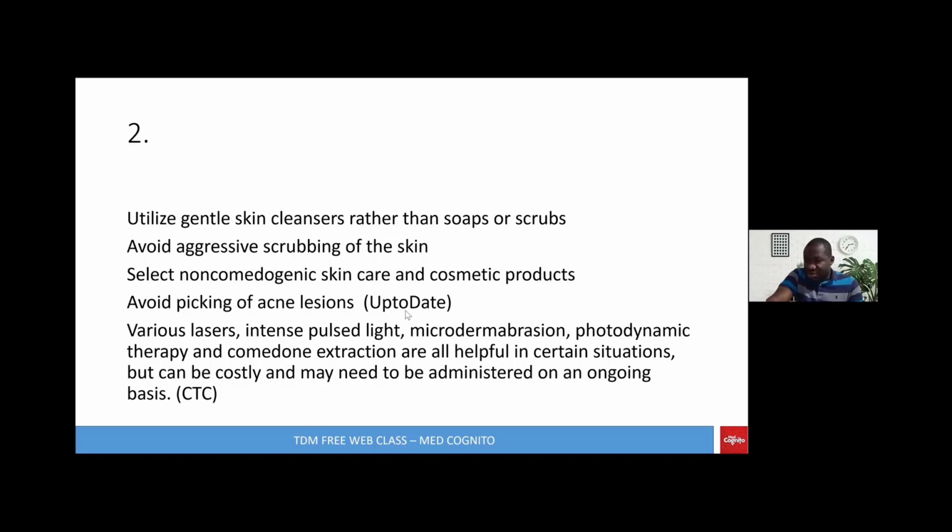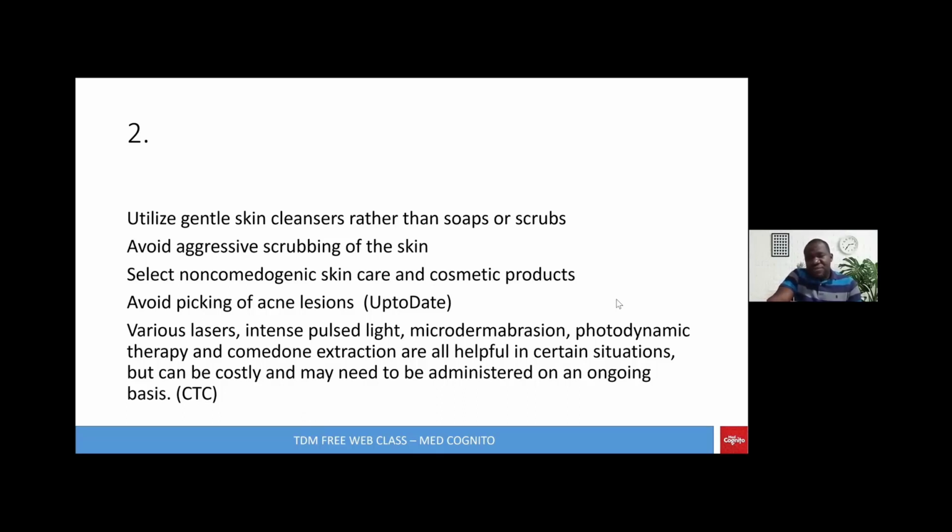What non-pharmacological measures will you use for addressing this acne? Okay, now you can utilize gentle skin cleansers rather than soaps or scrubs. Avoid aggressive scrubbing of the skin. Select non-comedogenic skincare and cosmetic products. Avoid picking of acne lesions. Okay, so any of this is acceptable.